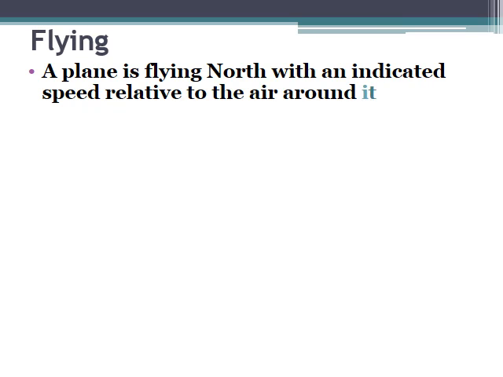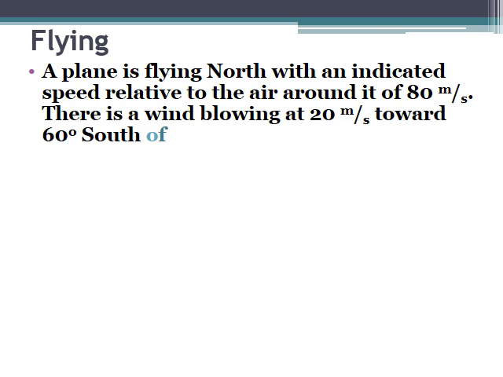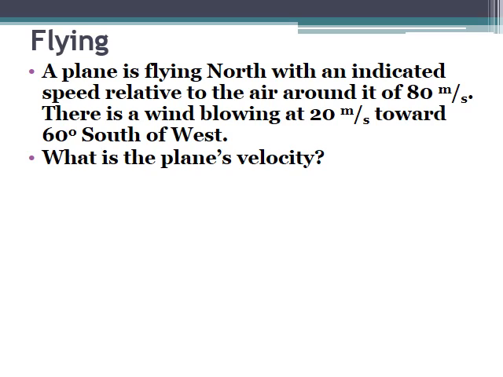Alright, so now we have a plane that's flying north with an indicated speed relative to the air around it of 80 meters per second. There is a wind blowing at 20 meters per second toward 60 degrees south of west. Now, the 80 meters per second is the plane's velocity relative to the air, and the 20 meters per second, 60 degrees south of west, is the velocity of the air relative to the ground. So we need to figure out the plane's velocity relative to the ground.